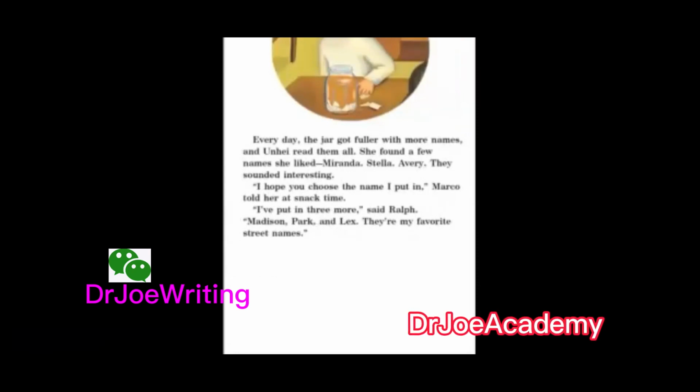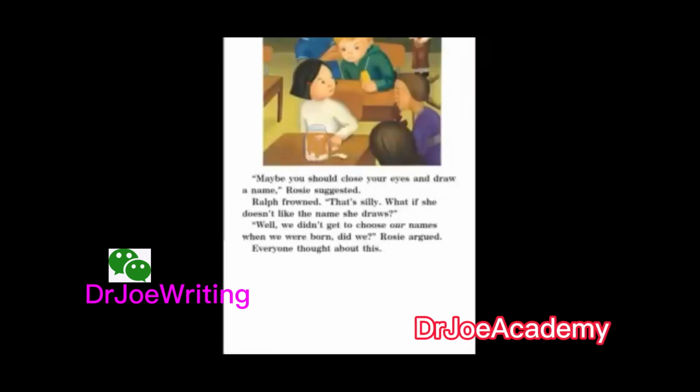I hope you choose the name I put in, Margot told her at snack time. I've put in 3 more, said Ralph. Madison, Park, and Lex, they're my favorite street names. Maybe you should close your eyes and draw a name, Rosie suggested. Ralph frowned. That's silly. What if she doesn't like the name she draws? Well, we didn't get to choose our names when we were born, did we? Rosie argued. Everyone thought about this.